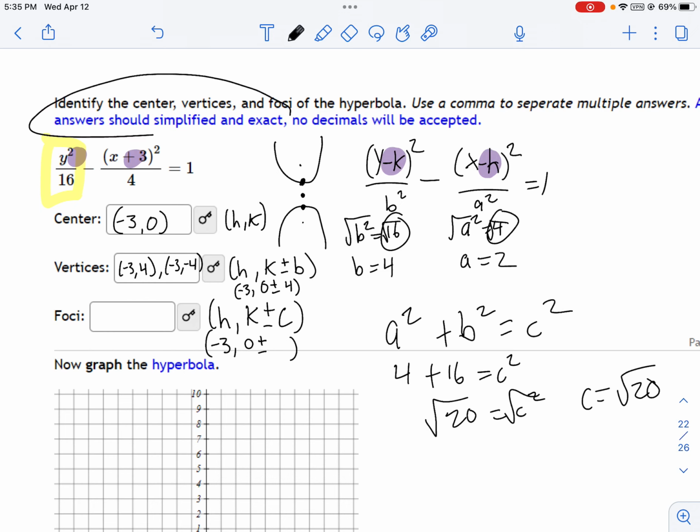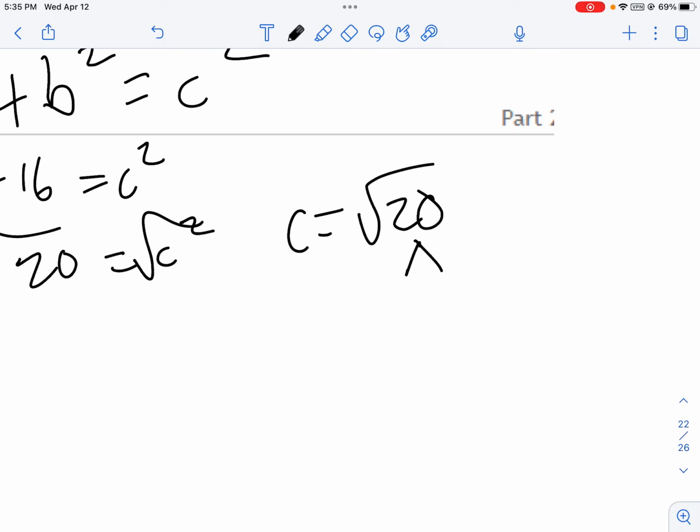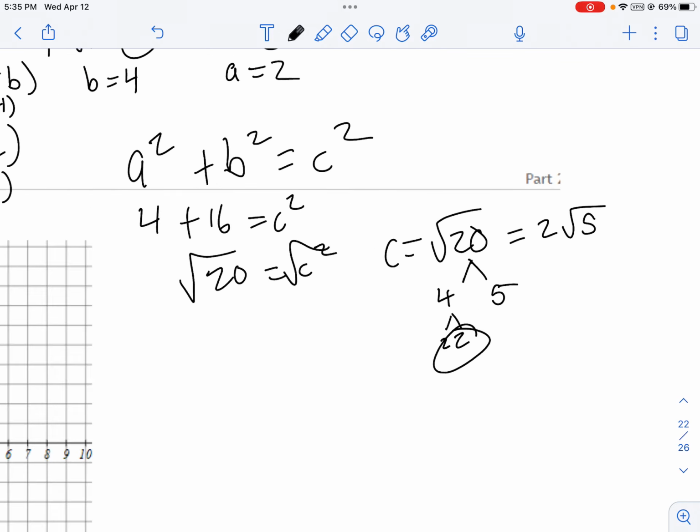Now remember, all answers simplified and exact. Don't you dare leave that square root unsimplified. That means we break the 20 down. That'd be 4 and 5, just as an example of how to do that. Right? 4 is 2 and 2. You have two 2's, 5 left behind, so we have 2 square root 5 as our c value.